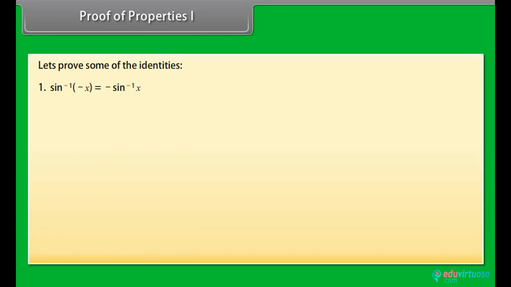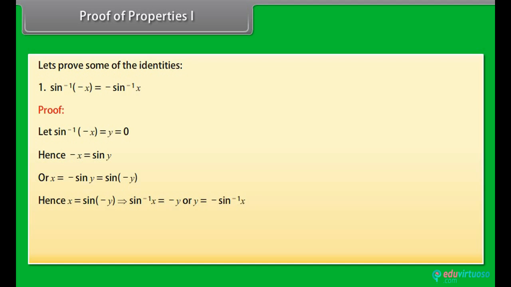First, sine inverse of minus x is equal to minus sine inverse x. Proof. Let sine inverse of minus x be equal to y. Hence, minus x is equal to sine y, or x is equal to minus sine y, which is sine of minus y. Hence, x is equal to sine of minus y. It implies that sine inverse x is equal to minus y, or y is equal to minus sine inverse x.